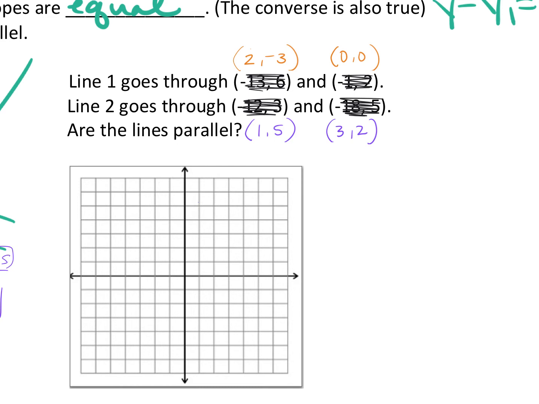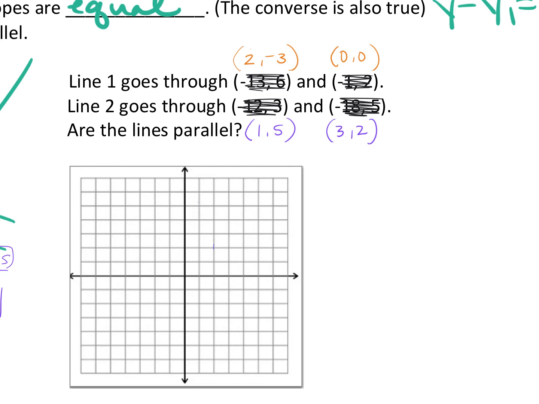Wait, but the lines intersect, they go through each other. Then they're not parallel. Do they really? 1, 5, 3. Oh, I think I meant to do 2, 3. They still go through each other if it's 2, 3. What did I mean to do?